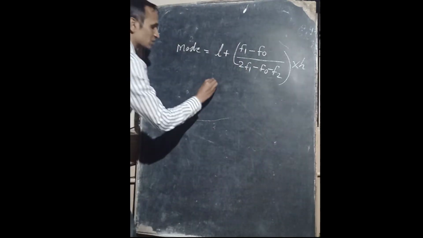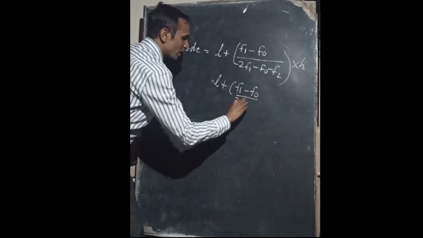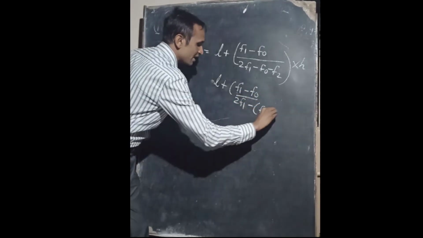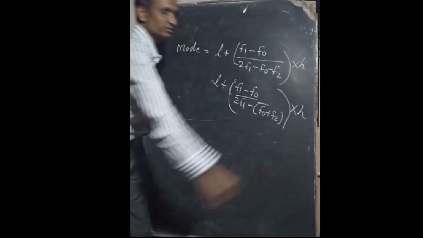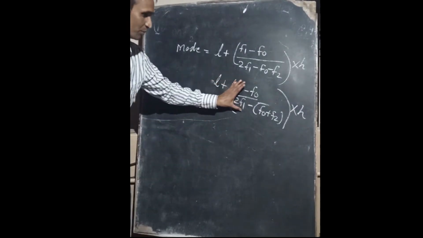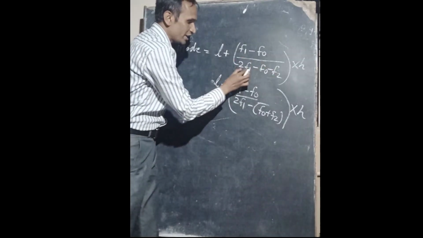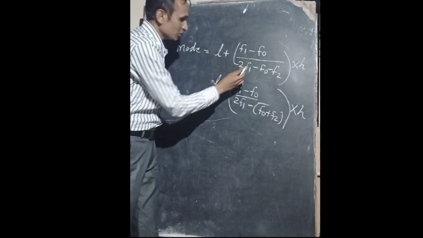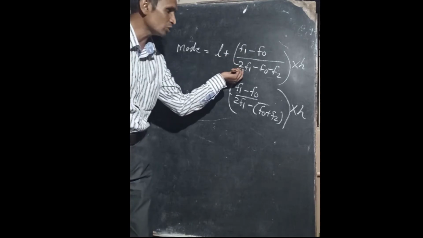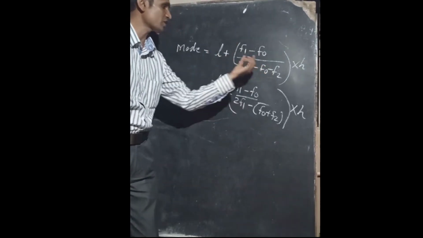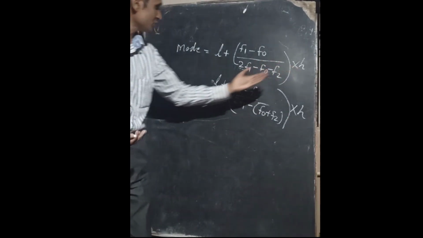You can write it like this also: L plus F1 minus F0 by 2F1 minus F0 minus F2, in a big bracket, and then you write H. First you add F0 and F2, then subtract that from 2F1. In 2F1, you multiply the modal frequency by 2. Then you add, and subtract it from the modal class. Then what is H? It is the length, the range of the class, and L is the lower limit.